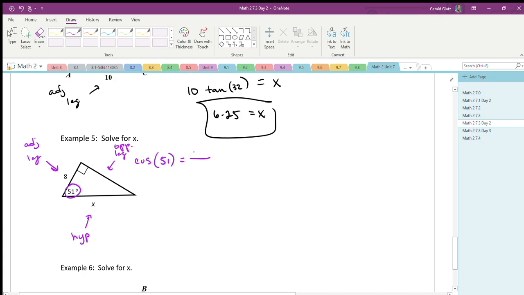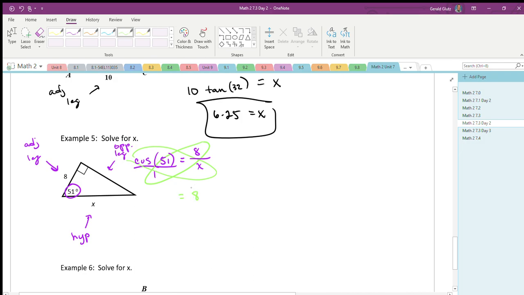So 8 divided by the hypotenuse, which is x. So this time I'm trying to get x by itself, but if x is on the bottom of a fraction, I can't just do one step to get x by itself. But I do know that if I just have cosine of 51 or any number here, I can divide it by 1 and it'll be the same thing. And then I can cross multiply, because I have two fractions that are separated by an equal sign.